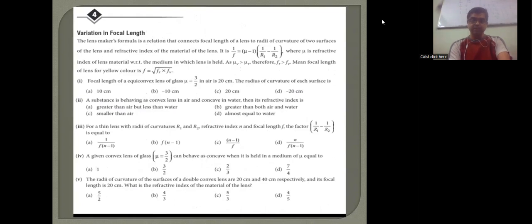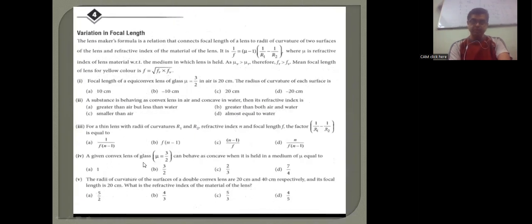Question 3 says, for a thin lens with radii of curvature R1 and R2, refractive index n and focal length f, the factor 1 by R1 minus 1 by R2 is equal to. Now again use lens maker equation, which is 1 by f equals to mu minus 1, 1 by R1 minus 1 by R2. So keep 1 by R1 minus 1 by R2 here and put n minus 1 in the denominator, so you will get the expression of 1 by R1 minus 1 by R2. Now come to fourth.